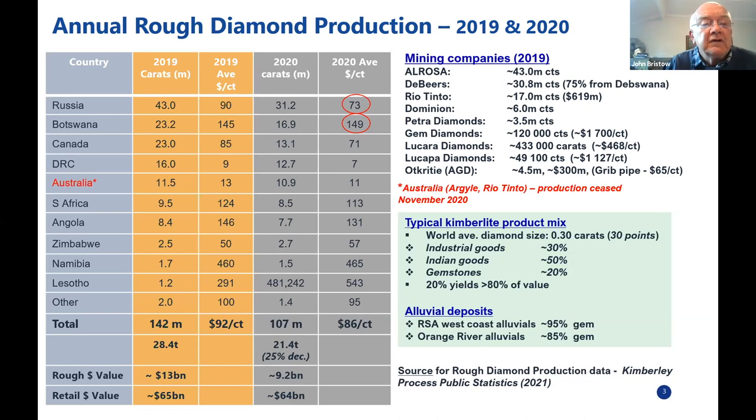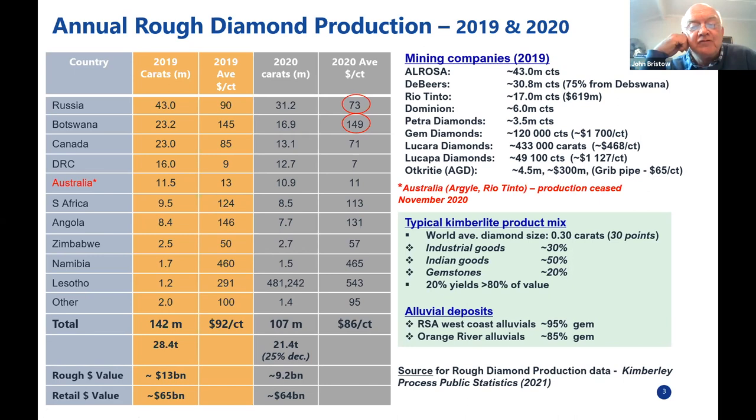The other point just to bear in mind is that Australia, its Argyle Diamond Mine in the northwest of Australia, up in what they call the Kimberley Block, has now closed. It closed at the end of last year. So we will be taking a further 10, 11 million carats of diamonds out of world production this year. So rough diamond production is certainly falling off, and it's an important point to be considered.